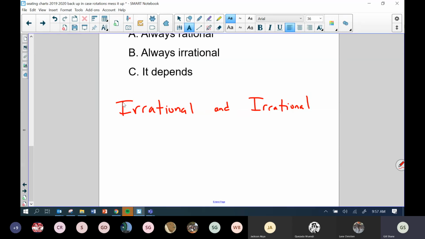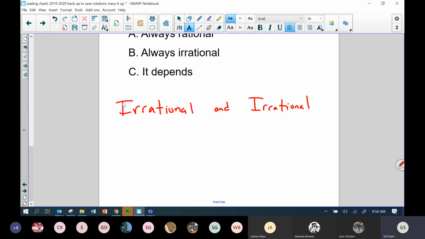Nobody? Nobody wants to take a shot? You can send it in the chat box if you'd rather do that. I don't care. Can't hurt to guess. Nobody wants to take a shot? All right. No extra points for anybody.